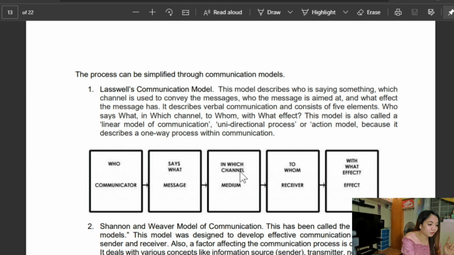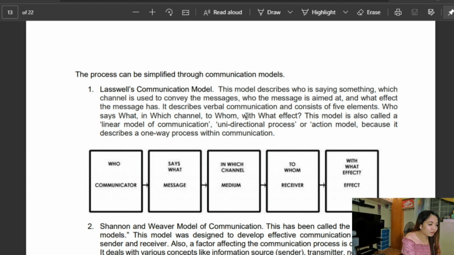Let us start with number 1, the Lasswell's communication model. This model describes who is saying something, which channel is used to convey the messages, who the message is aimed at, and what effect the message has.